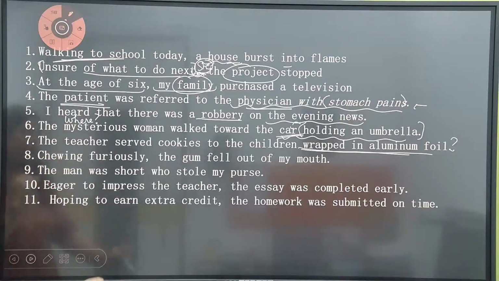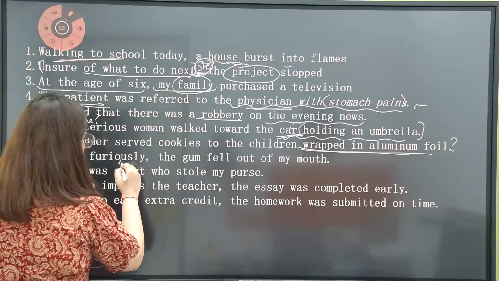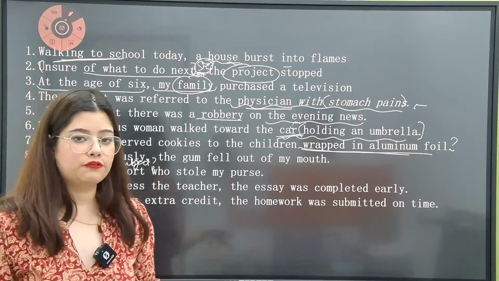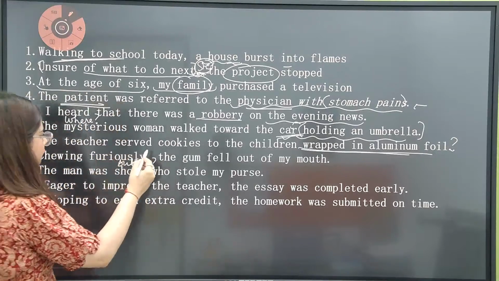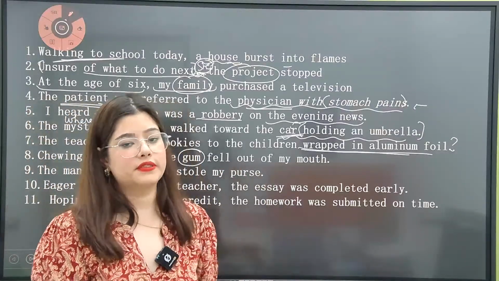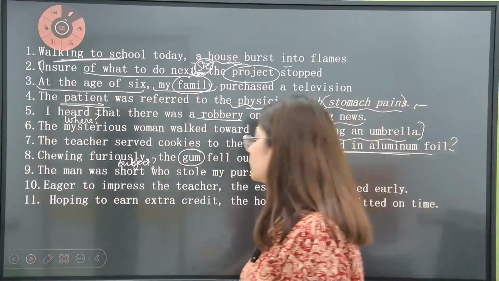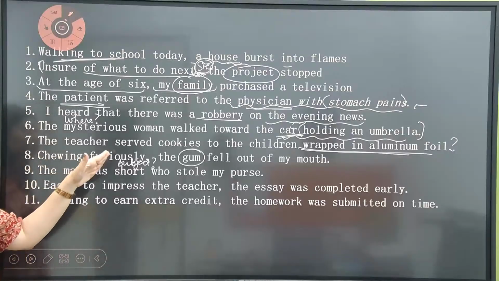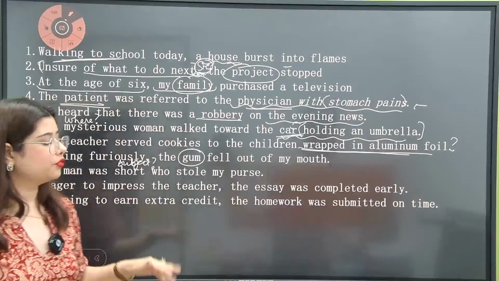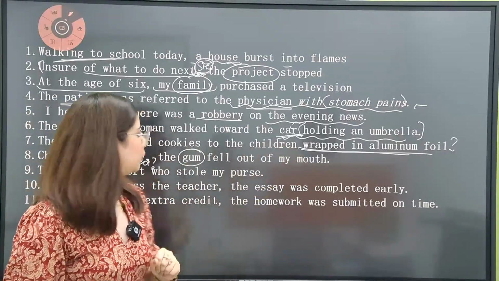Next, chewing furiously, the gum fell out of my mouth. Again, the subject of the sentence is missing. Who was chewing furiously? And since after chewing furiously the gum has been placed, was the gum chewing furiously? Obviously not. A person would be chewing furiously. So I could say, while I was chewing furiously, the gum fell out of my mouth.